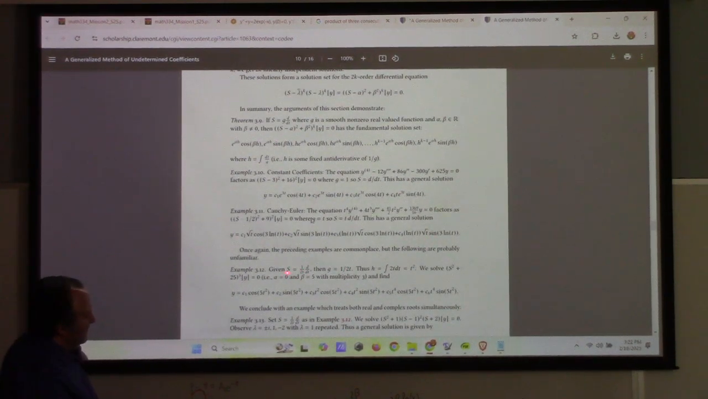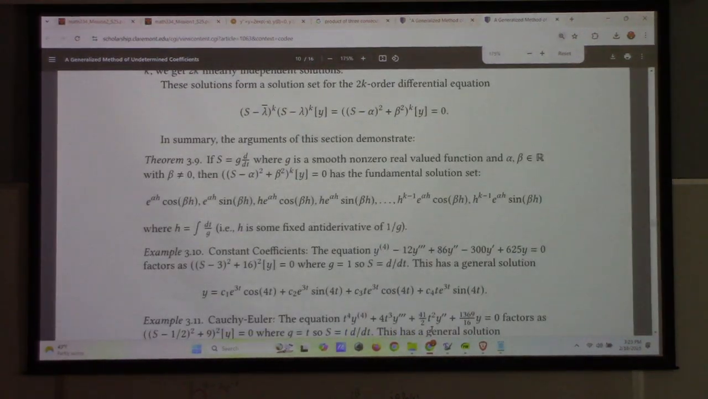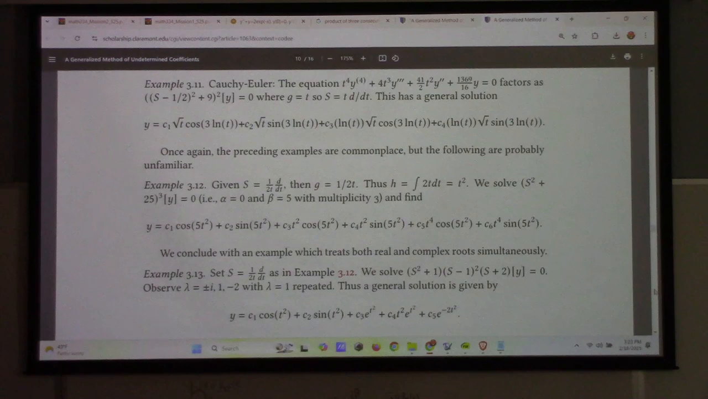If I have the differential operator 1/(2t) d/dt, then it turns out that the analog, so h is natural log of t for the Cauchy-Euler problem. h is t for the constant coefficient problem. Here, h is t squared. When I have a repeated root, I multiply by t squared for these guys. So if I have this differential equation, (s squared plus 25) cubed, it's got a root of plus or minus 5i.